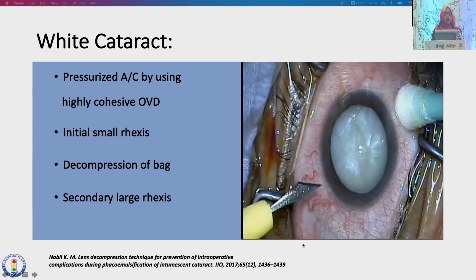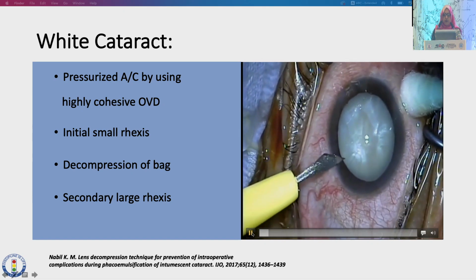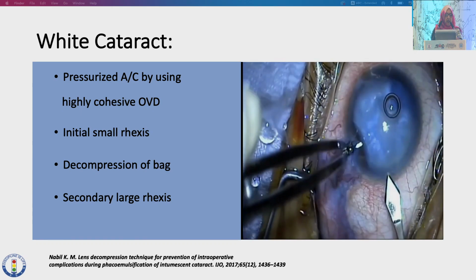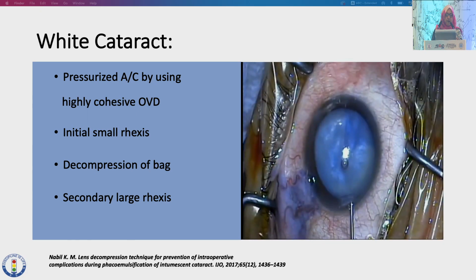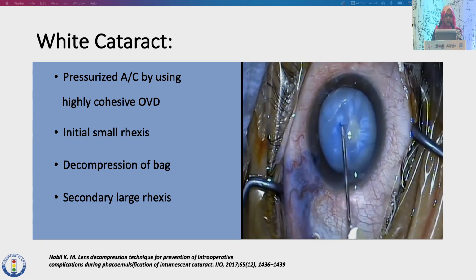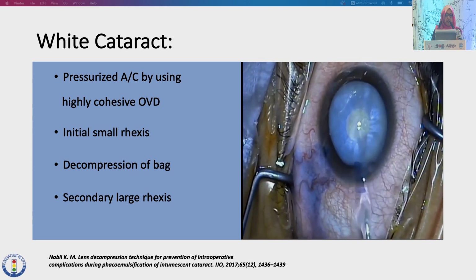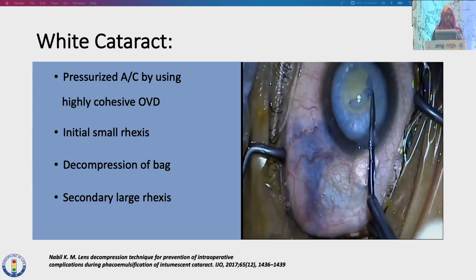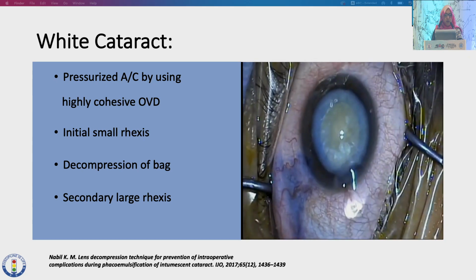Now come to white cataract. We know intralenticular pressure is high in white cataract, so a surgical technique is recommended to minimize the risk of radial extension of the anterior capsule. At first we have to flatten the capsule by using highly cohesive OVD. Then we could do an initial small rhexis. Here I use a cystitome, or we could use capsulorhexis forceps, then decompression of the bag, and secondarily I do a large rhexis.